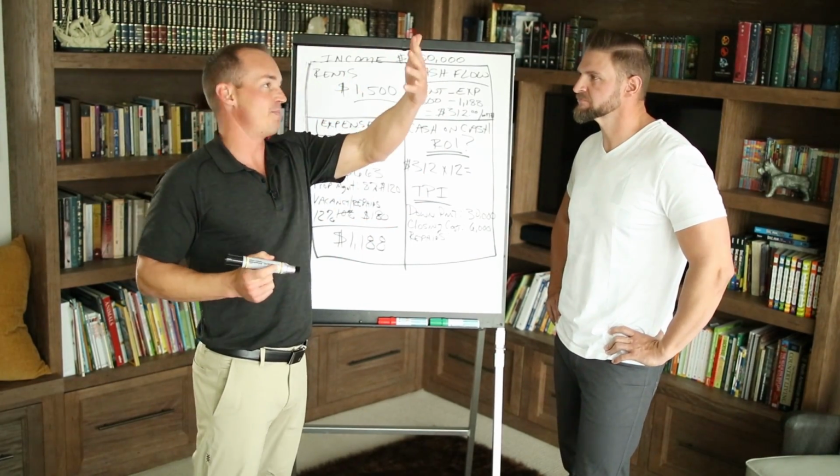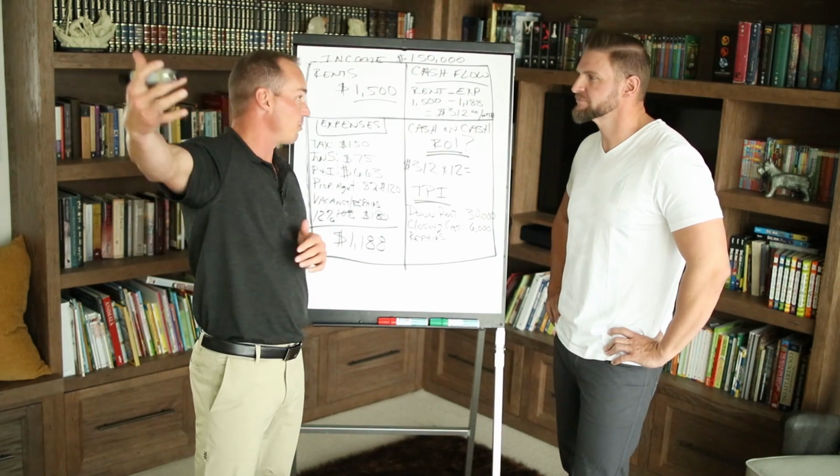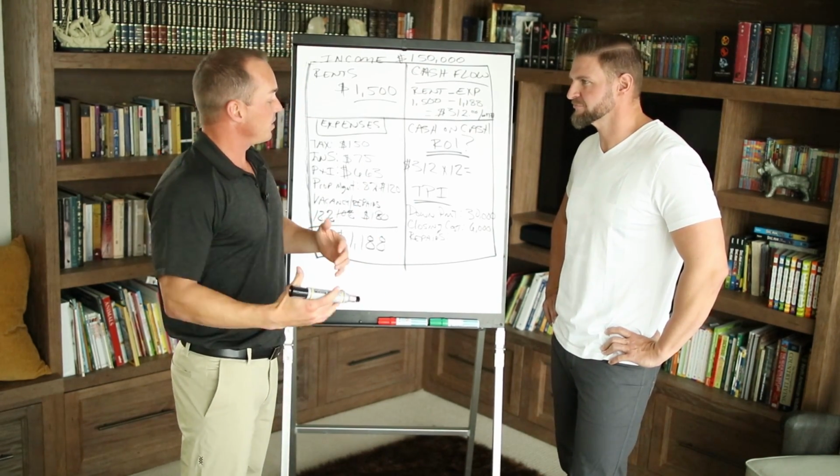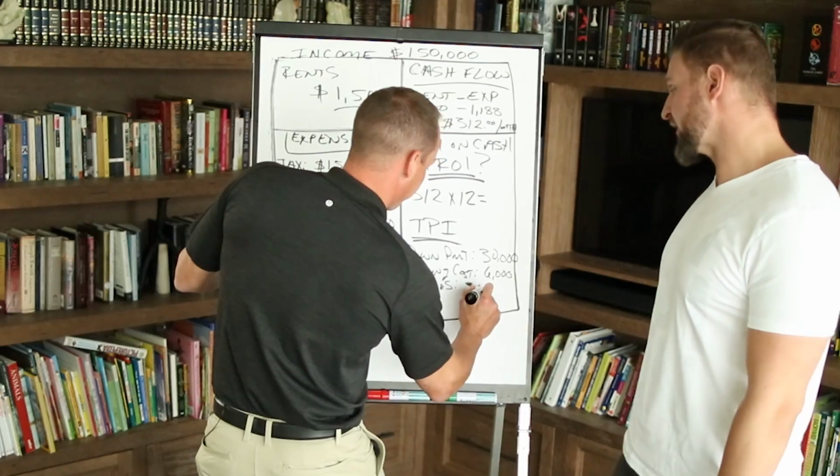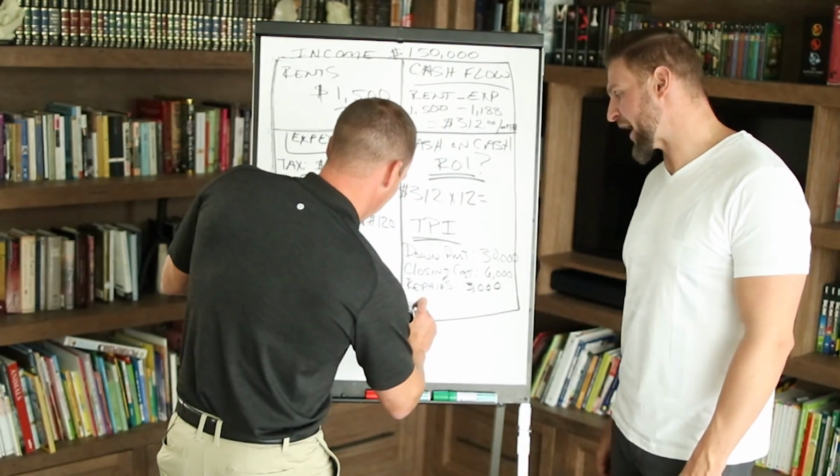Maybe we needed to change a ceiling fan out. Maybe we need to add some blinds. But the property's in pretty good condition. We just need to do a few things to it. Okay. If you add all that up, you're sitting at $39,000.